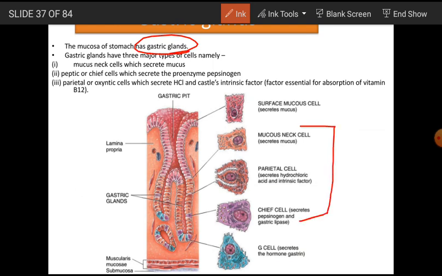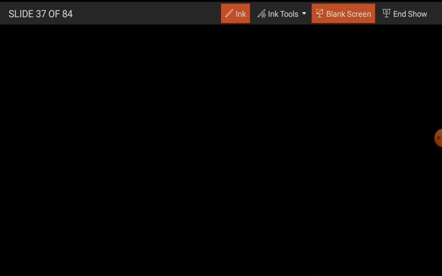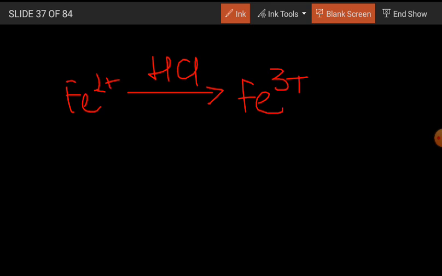These three are important. Mucous neck cell secretes mucus. Parietal cell, which is also known as the oxyntic cell, has two secretions. One is the HCl, which provides the acidic medium to the chyme, and another one is the Castle's intrinsic factor, which is responsible for the absorption of vitamin B12. Now, make this point very clear. HCl is very important for the conversion of Fe2+ to Fe3+. And this Fe3+ is responsible for the formation of RBCs.